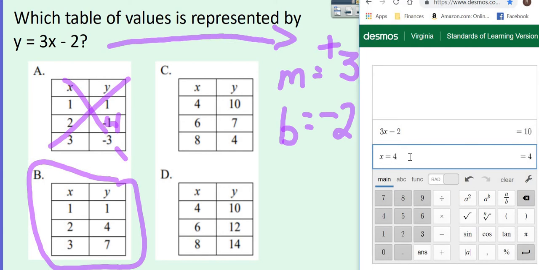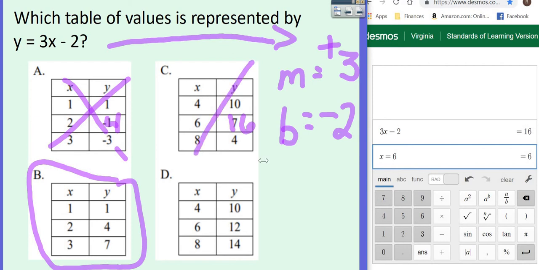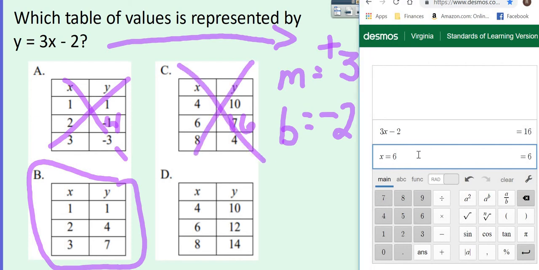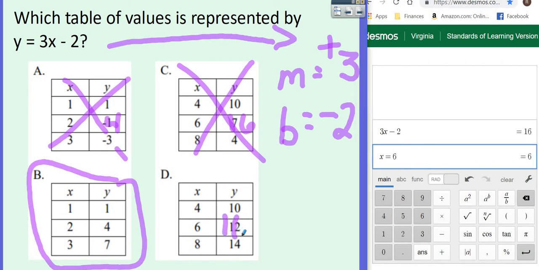4 gives me 10. That one works. 6 gives me 16. So that one did not work. So that one goes out too. So let's go back and try D just for good measure. 4 gives me 10. Okay. 6 gives me 16. So again, that one doesn't work. So B is definitely our answer.